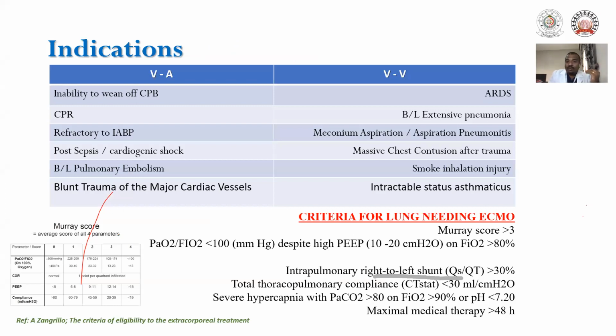I'll be focusing on the veno-venous type. As I mentioned in the beginning, there are different indications for veno-arterial and veno-venous. Let me focus on the veno-venous indications. In ARDS, we may require veno-venous. Bilateral extensive pneumonia is a typical indication. Others are meconium aspiration in neonates, aspiration pneumonitis, massive chest contusion after trauma, smoke inhalation injury, and intractable status asthmaticus.